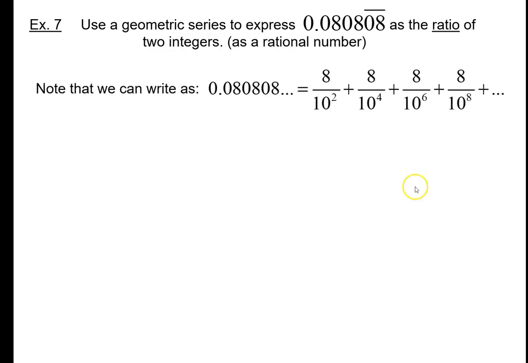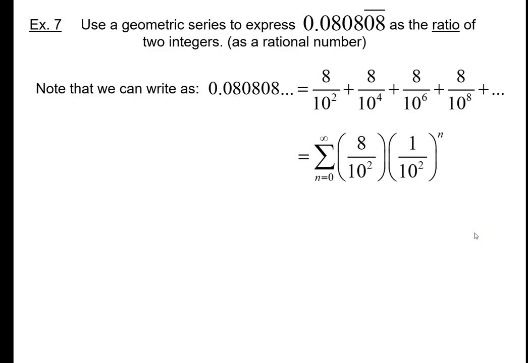Use a geometric series to express this repeating decimal as the ratio of two integers. So note that we can rewrite this as 8 over 10 to the second power plus 8 over 10 to the fourth plus 8 over 10 to the sixth, etc. And that can be written as a geometric series where if we start at n equals 0, the initial term is 8 over 10 squared, and then the common ratio is 1 over 10 squared, to the nth power.